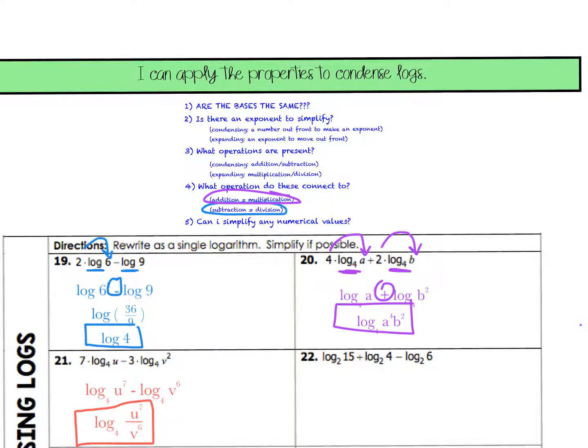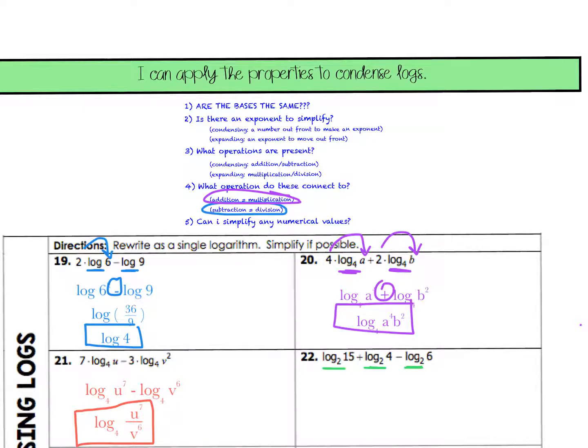All right, so we're going to look at 22 together because it's actually got 3 parts. So we're going to have to think through the order of operations, but we're going to go through our same questions. So are the bases the same? I see that all 3 of them are log base 2, so we can apply these formulas. Is there an exponent to simplify? So I'm condensing, so I'm looking for a number out front. There are no numbers out front, so we're not going to have anything raised to any powers.